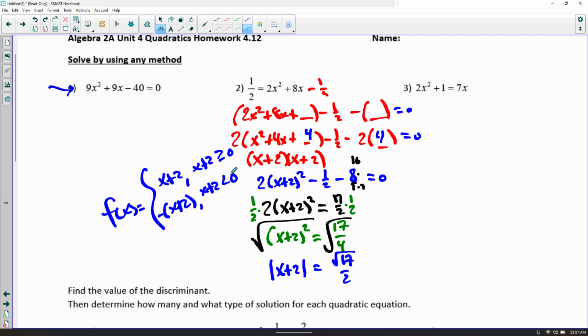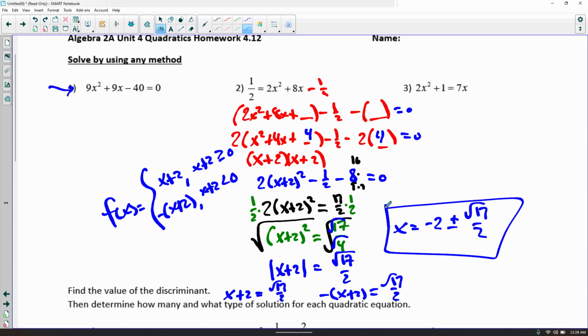Write two equations. X plus 2 equals the square root of 17 over 2, and negative (x plus 2) equals the square root of 17 over 2. No, it was over 4, but when we took the square root right here, it's now 2. Subtract 2 from both sides. So my two solutions end up being x is equal to negative 2 plus and minus the square root of 17 over 2. If you want to write it like that, you can.